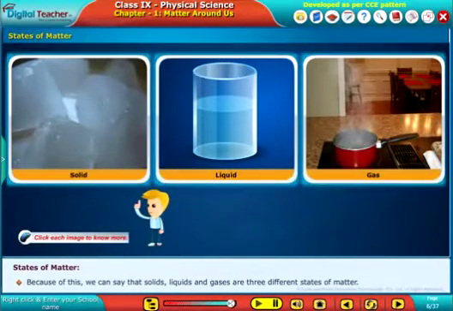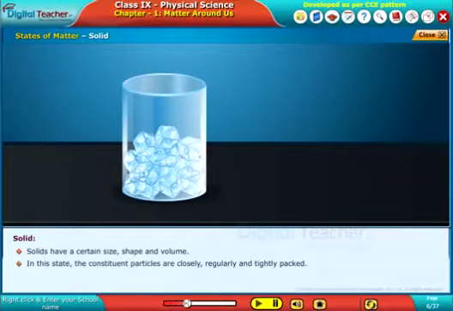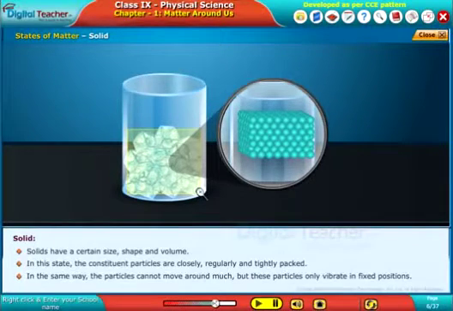Click each image to learn more. Solids have a certain size, shape and volume. In this state, the constituent particles are closely, regularly and tightly packed. In the same way, the particles cannot move around much. These particles only vibrate in fixed positions.